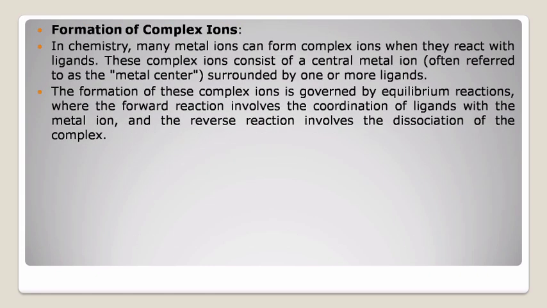First, formation of complex ions. In chemistry, many metal ions can form complex ions when they react with ligands. These complex ions consist of a central metal ion, often referred to as the metal center, surrounded by one or more ligands. The formation of these complex ions is governed by equilibrium reactions, where the forward reaction involves the coordination of ligands with the metal ion, and the reverse reaction involves the dissociation of the complex.